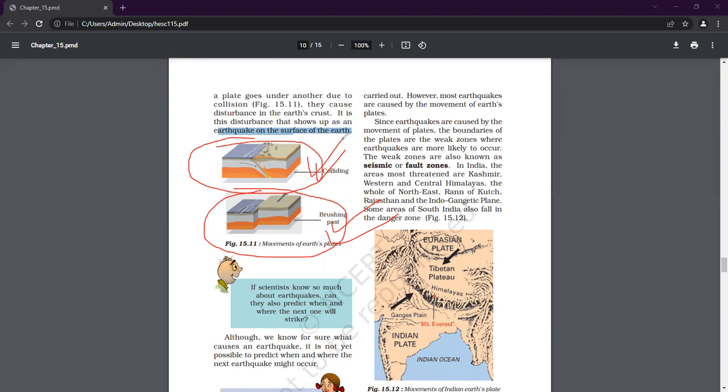वैसे तो अर्थक्वेक बहुत फ्रीक्वेंट है, क्योंकि टेक्टोनिक प्लेट्स लगातार कोलाइड होती रहती हैं, रब होती रहती हैं. लेकिन when they collide with a huge force, when the two huge tectonic plates collide with each other, they will result in a very huge magnitude of the earthquake. That may be very disastrous, or that may be very devastating.